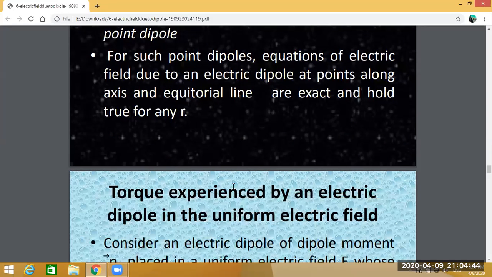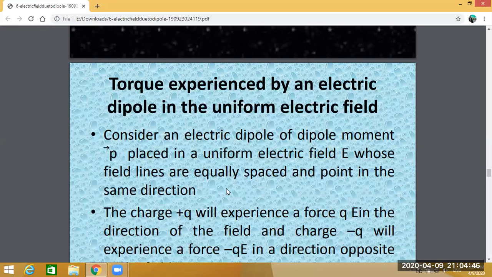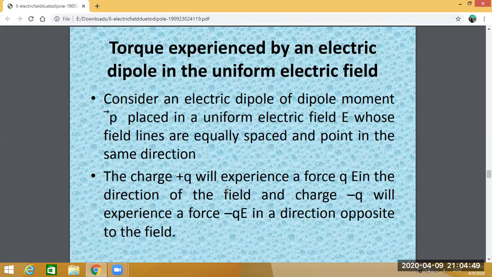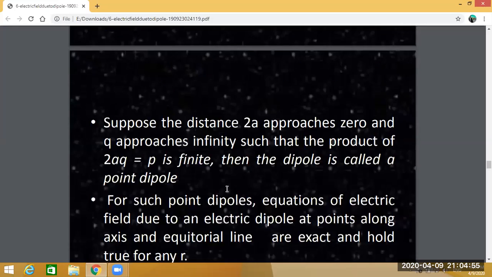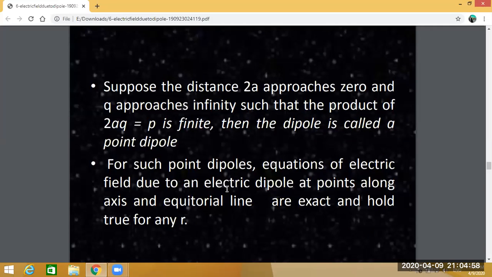Now, next topic. So far we have discussed electric dipole and electric field due to dipole. When talking about electric field due to dipole, we have two cases. One is on the axial line, the other is on the equatorial line. And we have also seen that electric field at axial line is twice that on the equatorial line. So the ratio of electric field due to dipole at axial line and at equatorial line is just equal to 2:1.